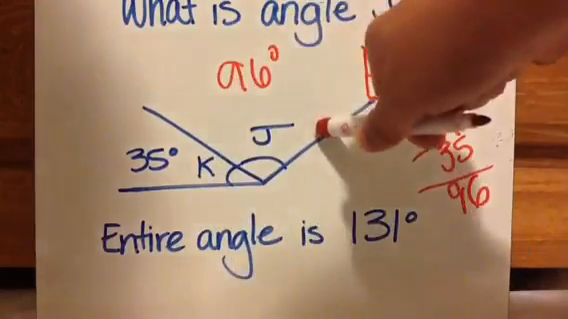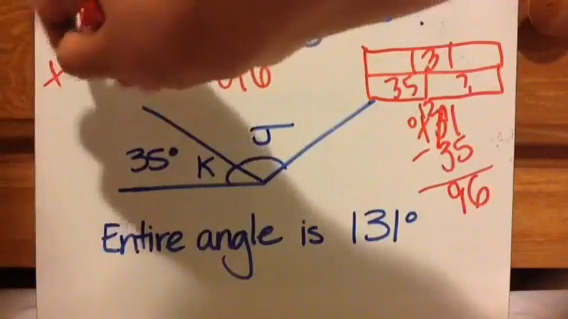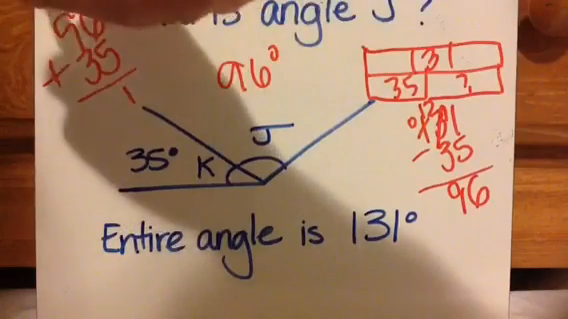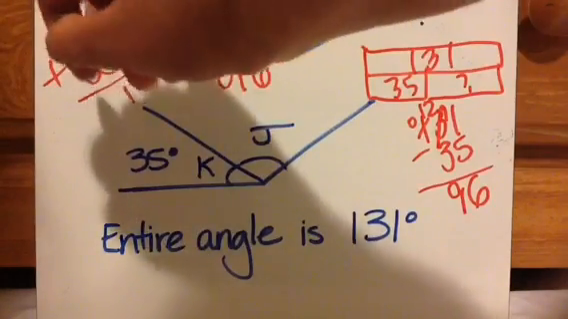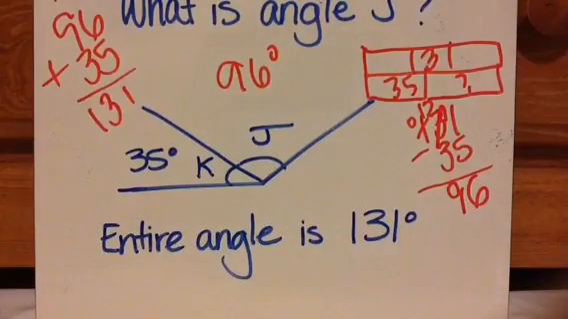And you know what is a great way to check? If they're saying the entire thing is 131 degrees, I can always check by doing 96 plus 35, and I got 131. So that's how I know I did this correctly.